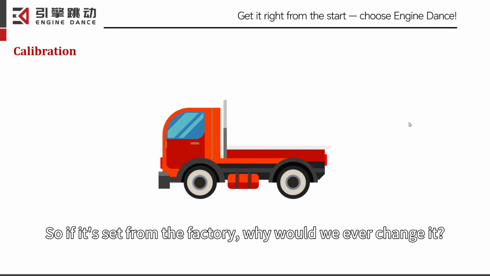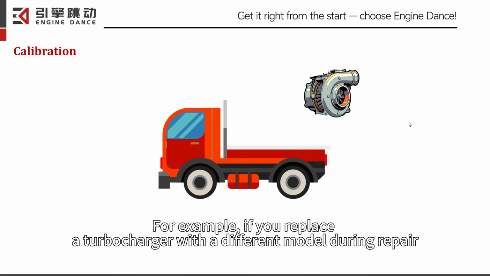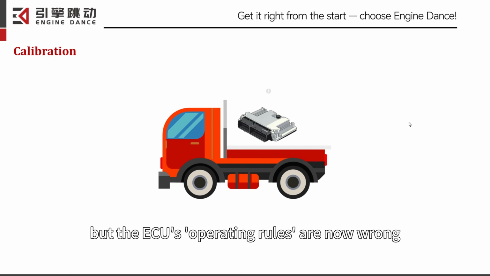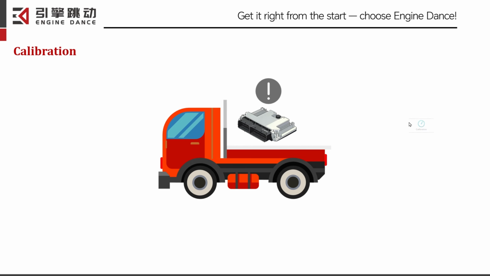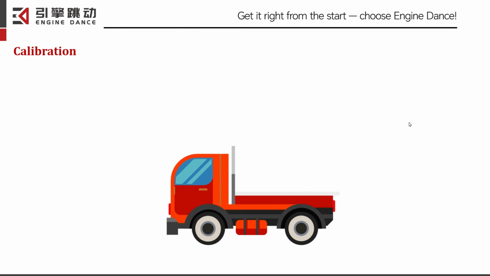So if it's set from the factory, why would we ever change it? Not for modification, but for calibration. For example, if you replace a turbocharger with a different model during repair, the part might fit, but the ECU's operating rules are now wrong. Calibration fine-tunes the data so the ECU learns to control the new component correctly.